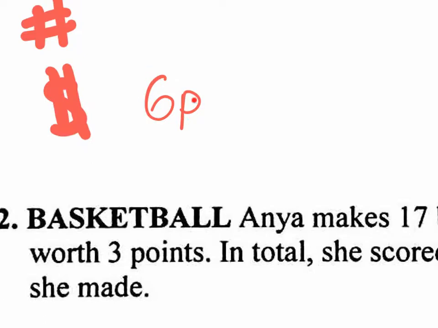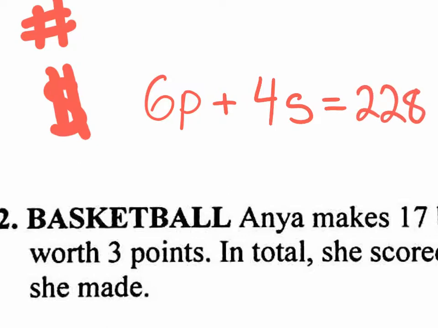So $6 for each pumpkin. How much was the squash? So we're going to add $4 for each squash. Okay? So this is an equation based on money. Now, how much was the total amount of money made when they sold it at this price of $6 a pumpkin and $4 a squash? $228, right? That's what it says up there. Okay, so that is an equation based on money.